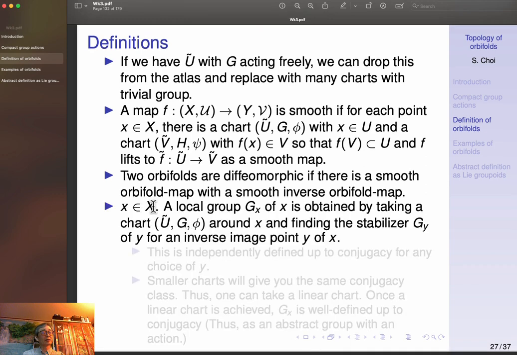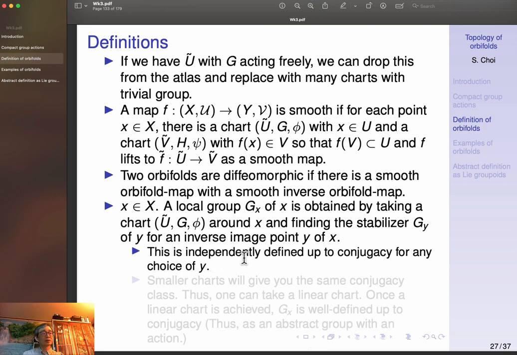And if x is in X, then the local group can be defined. The local group G_x of x is obtained by taking (Ũ, G, φ) around x and finding the stabilizer G_y for y an inverse image point of x. So this G_y is only defined up to conjugation, because you can choose a different inverse image point. So it's not well defined as a subgroup of G, but only up to conjugation.